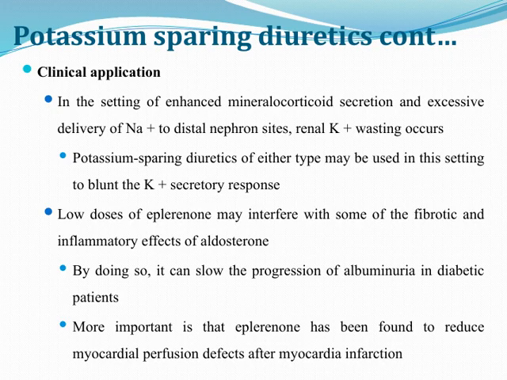After a myocardial infarction, eplerenone has been shown to reduce myocardial perfusion defects, which can help improve heart function and outcomes. So, in essence, potassium-sparing diuretics like eplerenone not only help manage fluid and electrolyte balance, but also have protective effects on the heart and kidneys, tying into the broader theme of cardiovascular and renal health management.